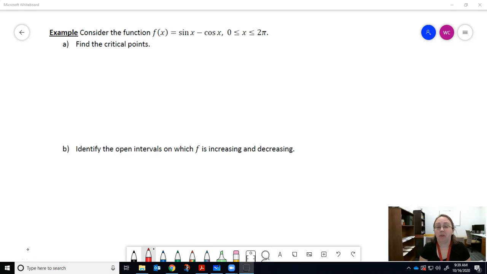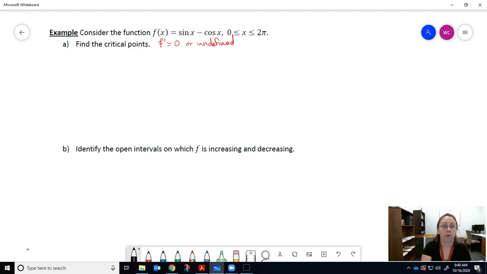In this video, we're going to do another example of finding where a function is increasing and decreasing by using the first derivative test. So first of all, to do the first derivative test, you need to find the critical points. So how do we find the critical points? That is found by looking for where the derivative, first derivative, is 0 or undefined.